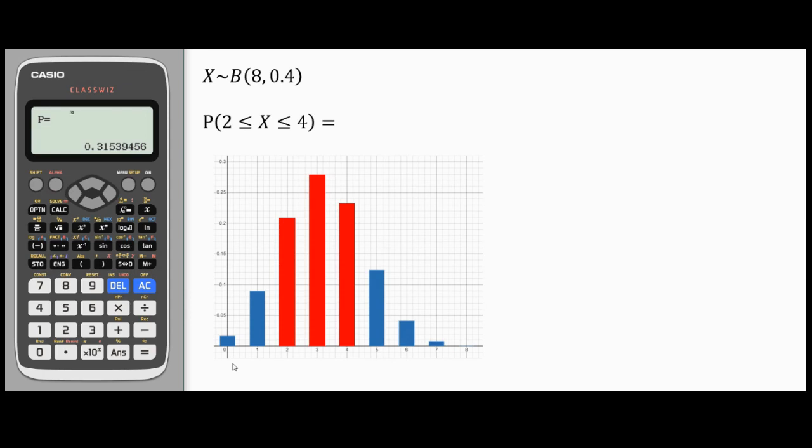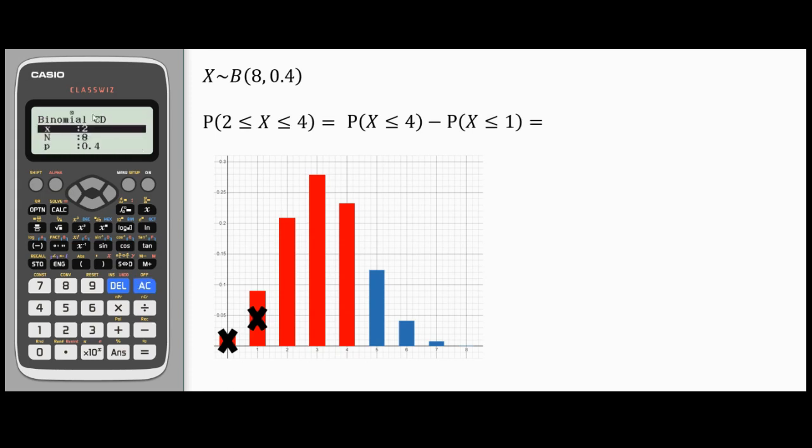Now, I need to use a trick here because, again, the calculator starts from 0 up to a given probability. What I'm going to do is add 2 extra bars, and those will be the bars at the beginning. So I'll start by finding the probability x less than or equal to 4, and then I'm going to subtract the first 2 bars that go from 0 to 1.